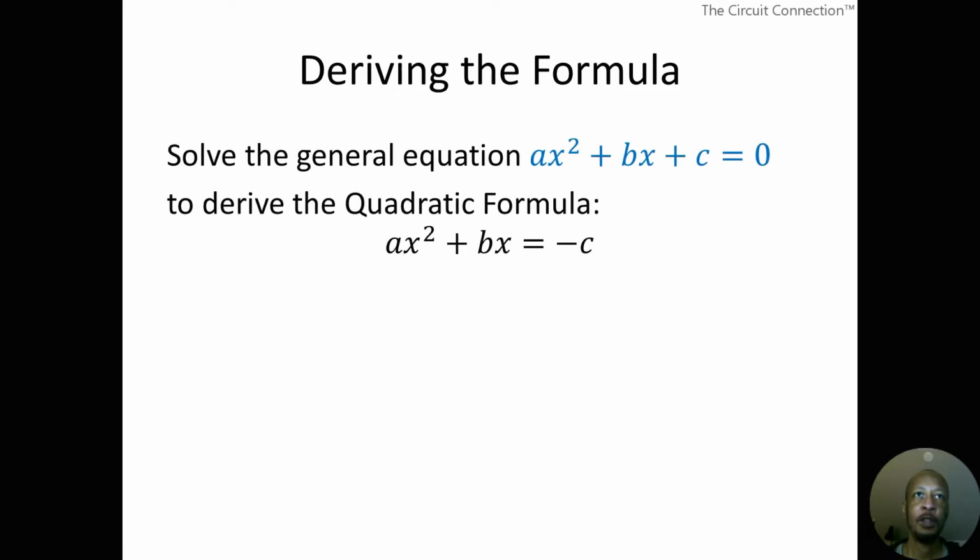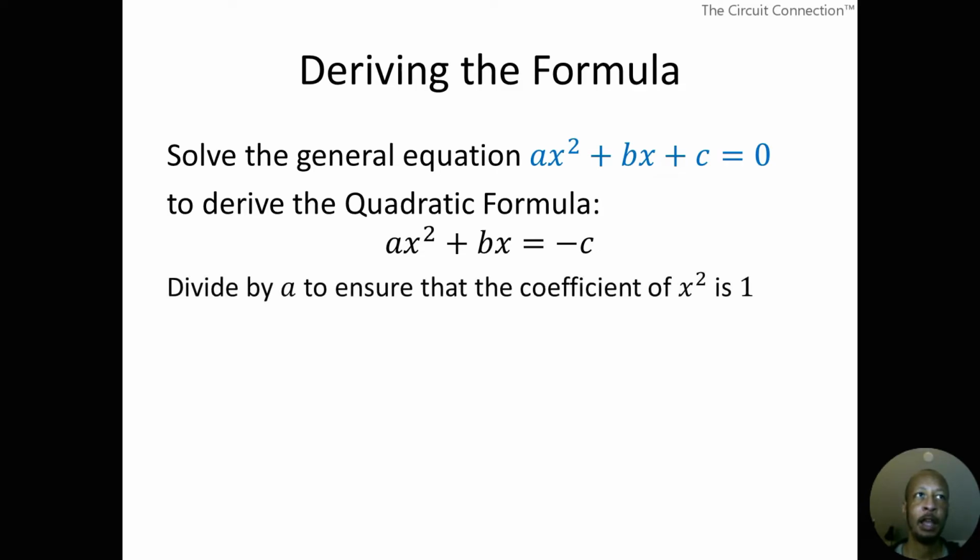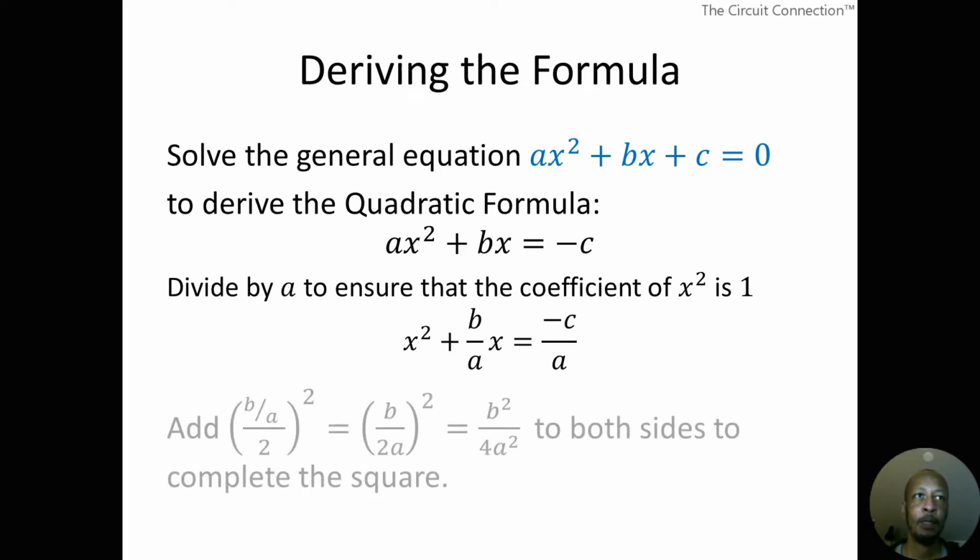So we take that c and put it onto the right side, and then we're going to divide by a to ensure that the coefficient of x squared is 1. Remember, that was our rule whenever we're completing the square. We have to make sure that a is equal to 1. And so when we do that, we end up with this. And now we're going to add this term here. We're going to take the b over a term, divide it by 2, and square it. And then we're going to add that to both sides.